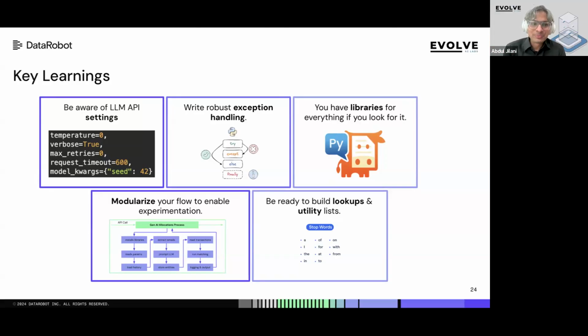Okay. Yeah. Conscious of the time, I know you have one or two more slides, so I want to make sure you have enough time. Yeah. So just to talk about some of the key learnings, always be aware of all the LLM API settings. These can make and break your solution in terms of latency and other stuff. So costs, latency, and all of that. So be on top of all the settings that you have.